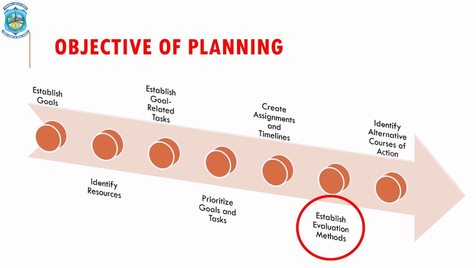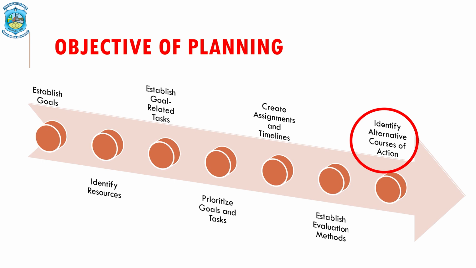Then next is to establish an evaluation method. You need to establish a proper method for examining, evaluating, and then reworking on these tasks. So, whether the set goals or objectives are achieved with the plans or not, for this you are going to have an evaluation procedure. Then the last one is to identify an alternative course of action also.